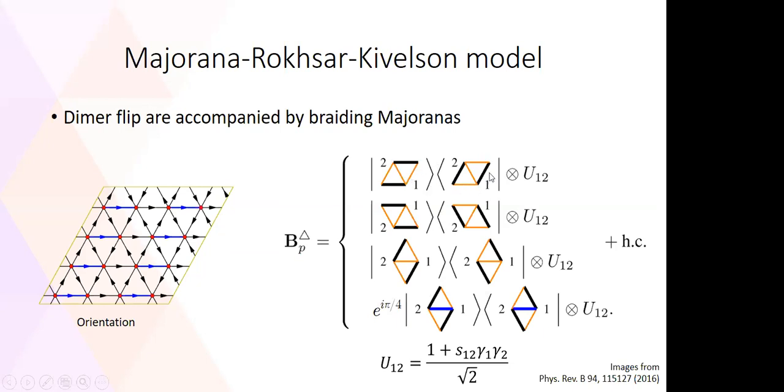So we have a flip move, and on the Majorana part of the wave function, we need to act with some braiding that will exchange the two pairings of the Majoranas. This braiding operator is written here. It's 1 plus S12 gamma 1 gamma 2. S12 just tells you which one is 1 and which one is 2 in the flip move in the picture, and the directionality of the bond between the 1 and the 2.